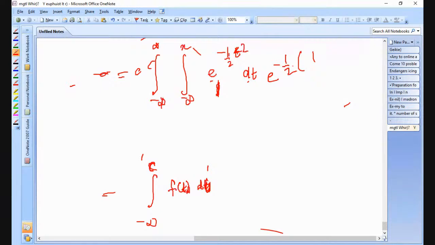What was that? I think it was f of x minus mu by sigma square, right? Into x minus mu by sigma square dx. So x minus mu square.